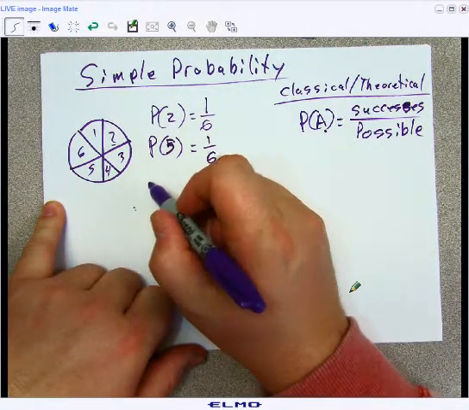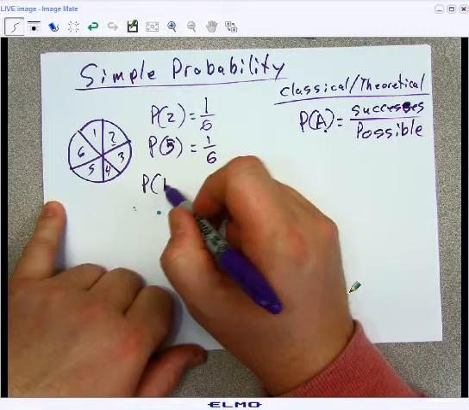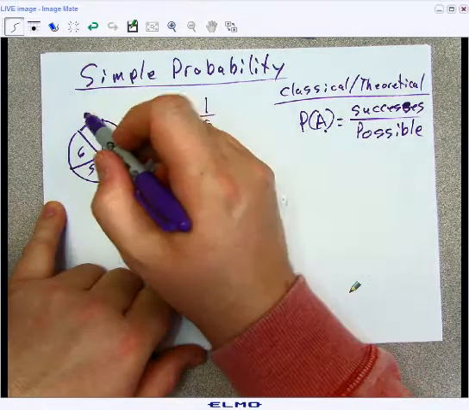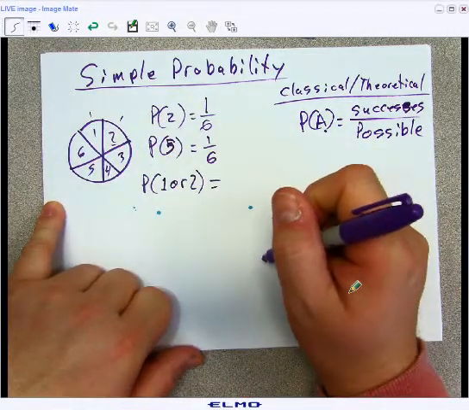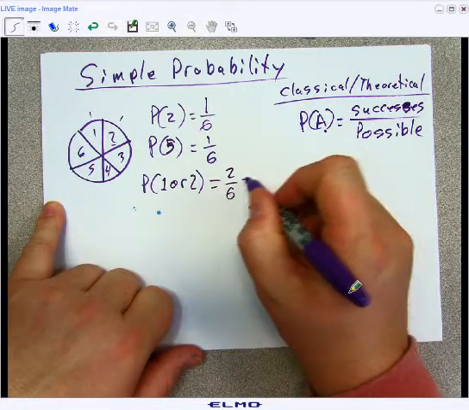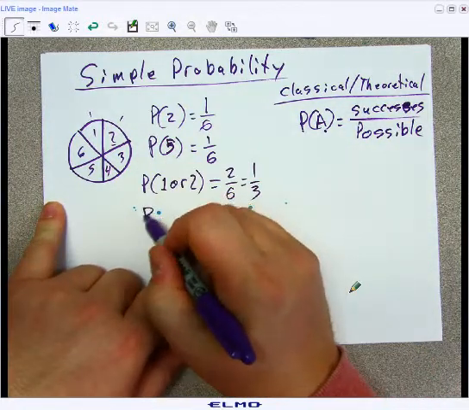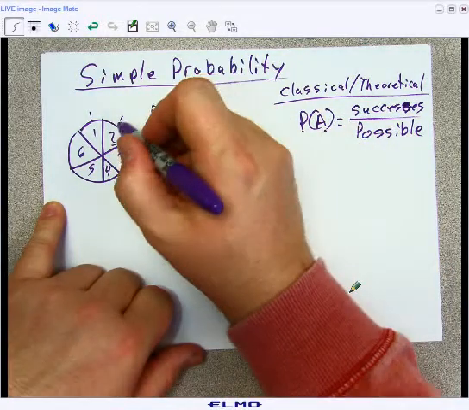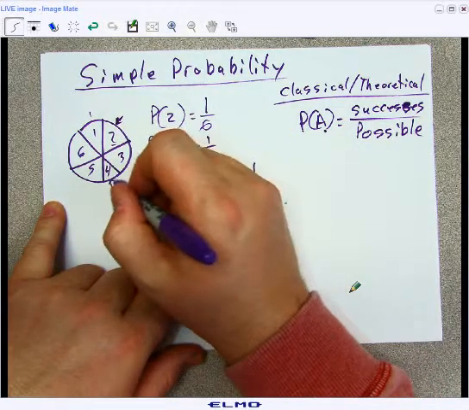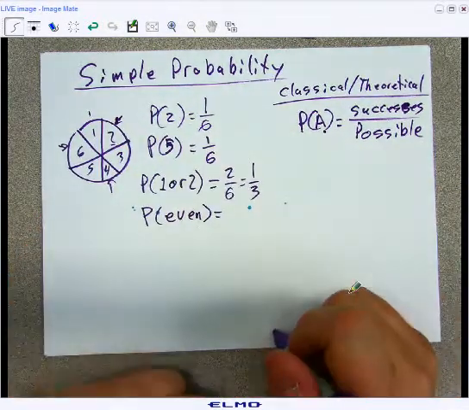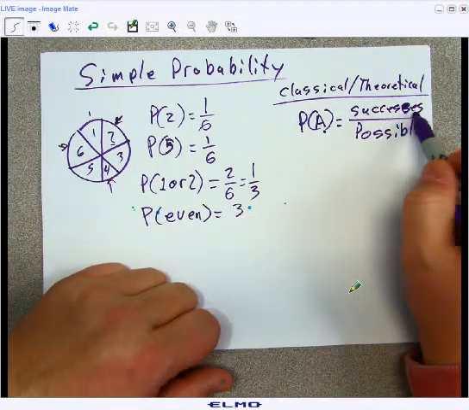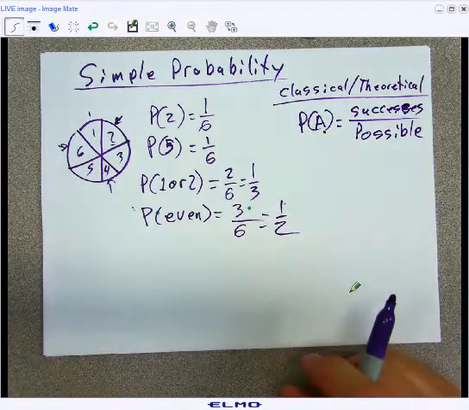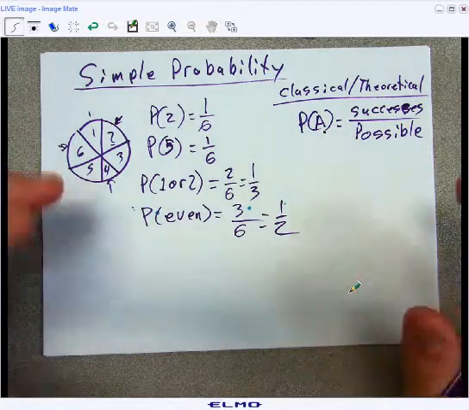Now, I could make it somewhat more complicated and find the probability of getting a 1 or a 2. Now I have 2 spots that would work. So that's going to be 2 out of 6, or we reduce it to 1/3. Let's get even a bit more creative than that. Let's see if we can get an even number. That means I have a 2, a 4, and a 6. Those are all even. So that's 3 successes out of a total number of 6 possible, or 1/2. So simple probability really is just that.